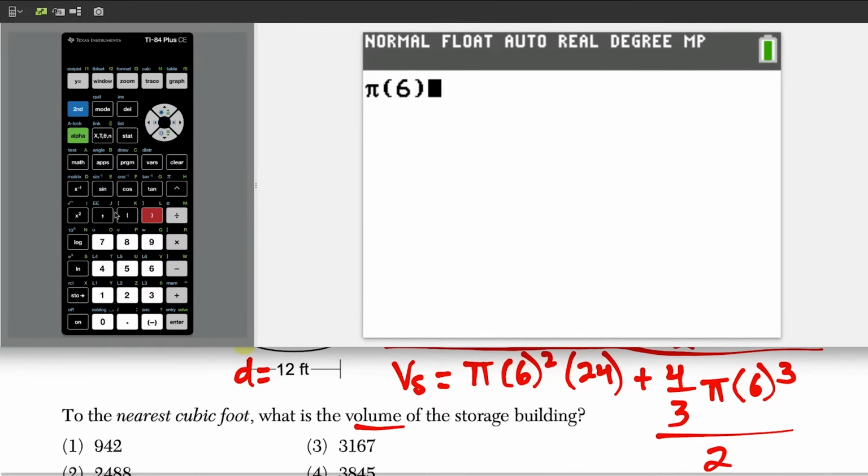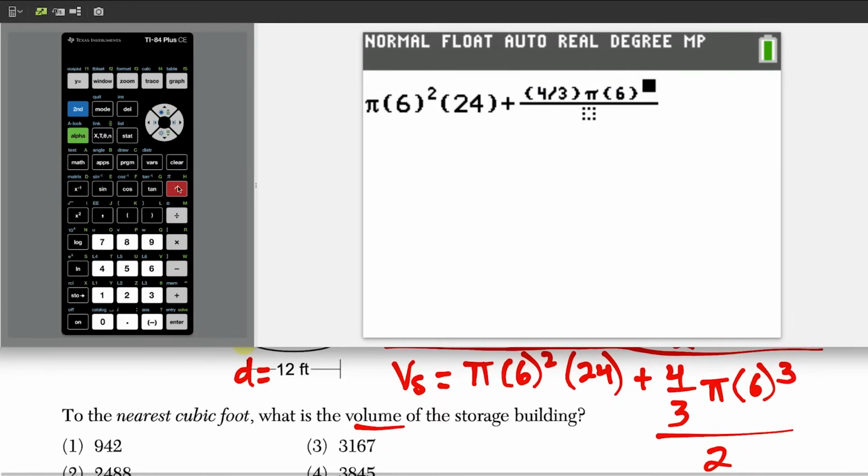So I have parentheses 6, and I square it, and we're multiplying this by 24, which I'll just do with parentheses. And then we have plus, and for this part, I highly recommend you press alpha, y equals, enter. This will pull up a blank fraction, so you don't have to be as careful with your parentheses. So this is just a really nice thing to use. So we have 4/3. I'll write that in parentheses like this. And we're multiplying this by pi, and then we're multiplying that by 6 to the power 3.